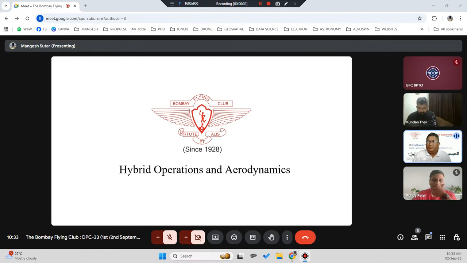Okay, so yesterday we have done the rotorcraft and the fixed wing operations and aerodynamics topics. In that we learned about how the fixed wing flies. Basically, fixed wing is nothing but the same as the aeroplane, whereas the rotorcraft flies based on the principles of Newton's third law, that is, every action has an equal and opposite reaction.